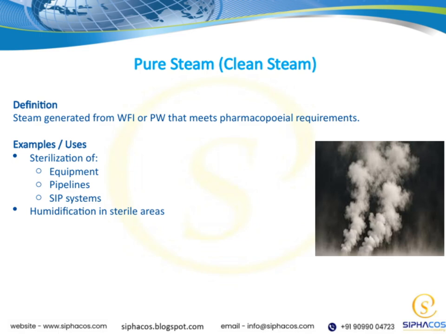For example, it's used for sterilizing equipment, pipelines, and sterilization in place, or SIP, systems. It's also crucial for humidification in sterile areas, where maintaining a contamination-free environment is vital. Overall, the key point here is that pure steam plays a critical role in ensuring the integrity and sterility of pharmaceutical manufacturing processes. It's all about maintaining the highest standards of cleanliness and safety throughout production.